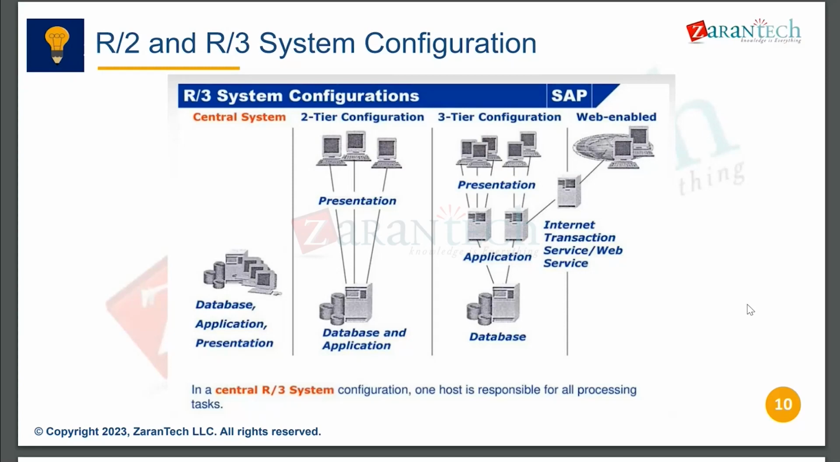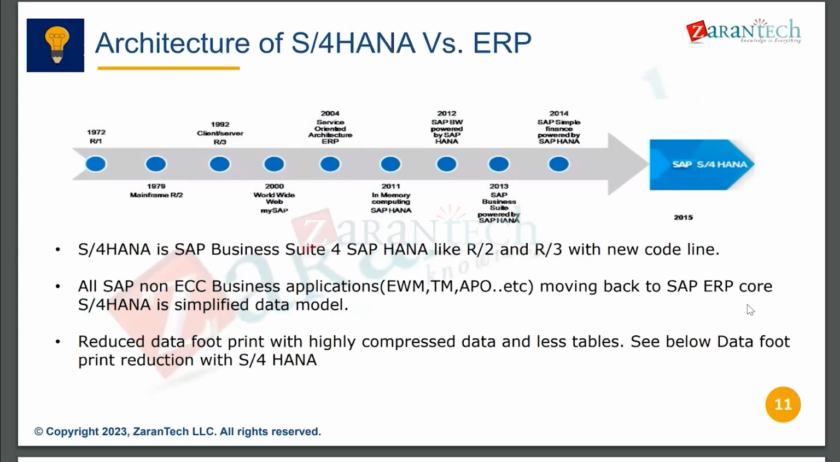Okay. Yeah. So this is the architecture of S4 HANA versus ERP. Till here we have seen R3, the World Wide Web by mySAP, and these are the different stages of history which we have seen. Then in-memory computing: in 2011 it is in-memory computing, that is S4 HANA we introduced, and business warehousing in 2012 by SAP HANA.